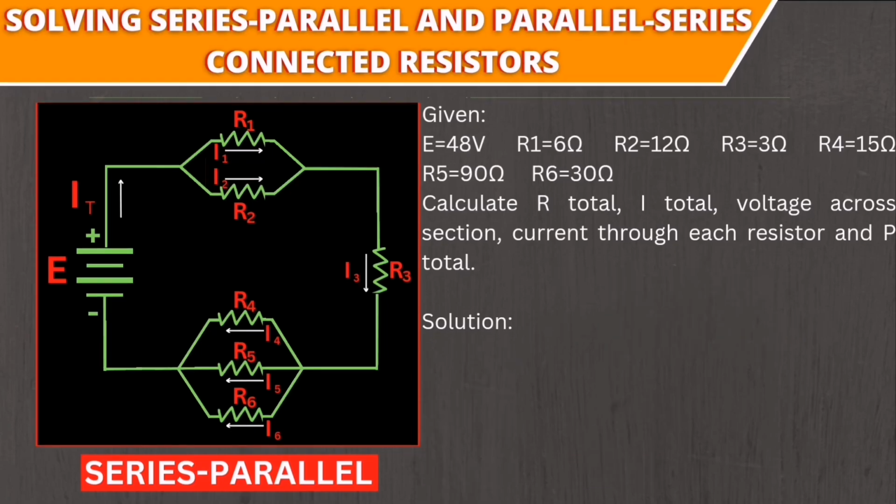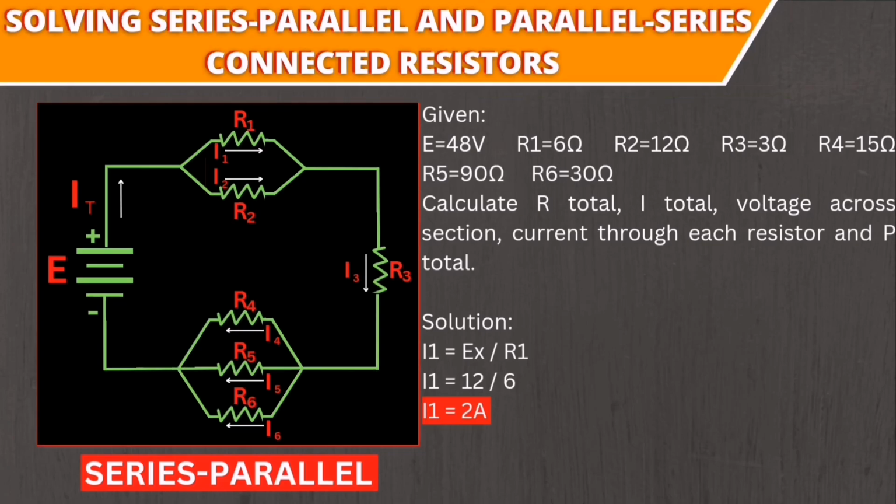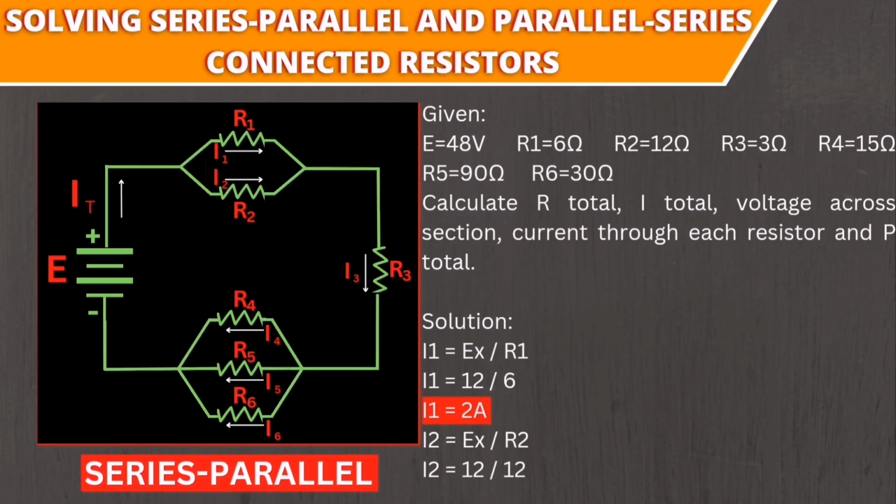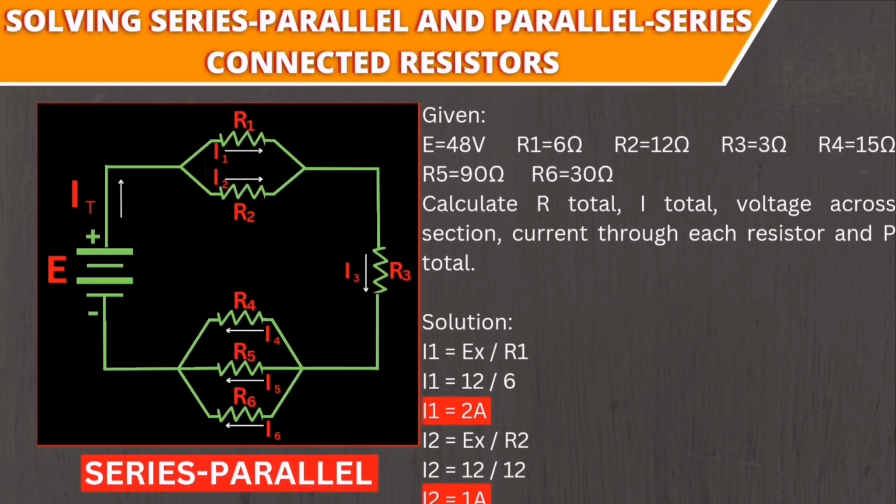Next will be the current through each resistor. For R3 the current is equal to I sub T, since it is connected in series with the source. The current flowing in R1 will be I1 is equal to E sub X divided by R1, so I1 is equal to 12 divided by 6, which will result into 2 amperes. For current flowing in R2, simply I2 is equal to E sub X divided by R2, so I2 is equal to 12 divided by 12, which is equal to 1 ampere.